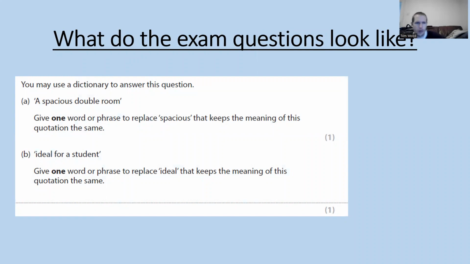So we've got, first of all, a spacious double room. Give one word or phrase to replace spacious that keeps the meaning of this quotation the same. You can just change the word spacious or you can change the structure of the sentence. What I want you to do is have a quick go and see how you do. And if you wanted to try number 2 as well, we've got ideal for a student. These ones on their own are still quite useful. You can answer these without the context of the rest of the question. But have a go, see what you think.